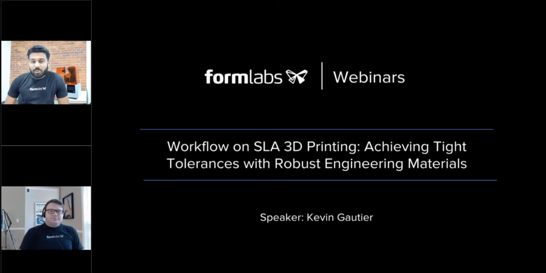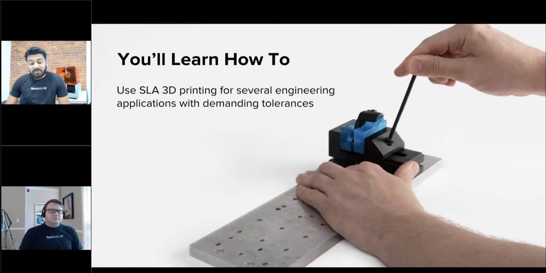So we're going to do a workflow on SLA 3D printing in today's webinar. Kevin is going to do a great job speaking on this subject. We're going to look at how you can achieve tight tolerances with robust engineering materials. Specifically, we're going to look at several engineering applications that have demanding tolerances and really take a deep dive into those materials and what you can learn from them. And Kevin's going to go through that.